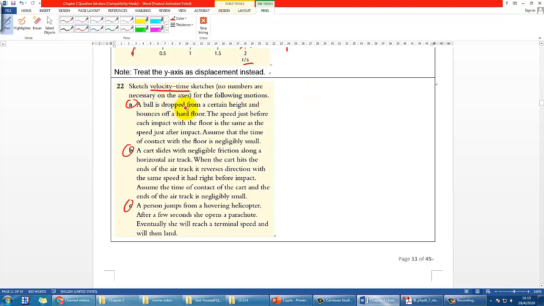So for the first one, a ball drops from a certain height and bounces off a hard floor. First of all, you need to notice this: drop means initial speed is 0. The speed just before each impact is the same as the speed just after impact. So actually this is a very important sentence you have to digest. It means v equals u, right? So no energy loss, in other words. Assume the time of contact is negligibly small.